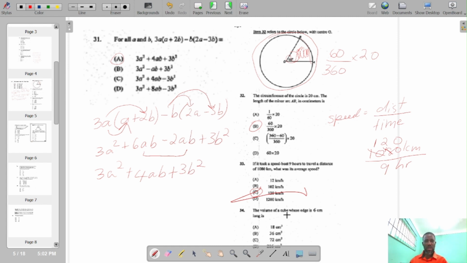And so the volume of a cube whose edge is 6 centimeters long is, so we talk about a cube, right? So what it means is that each side represents 6. So we have this side being 6 centimeters, 6 centimeters, and 6 centimeters. And the volume of a cube, we say volume in this case is equal to length times length times length. So we're going to say 6 times 6 times 6. So 6 times 6 will give you 36, and 36 times 6 will give you 216. So our answer there is 216.